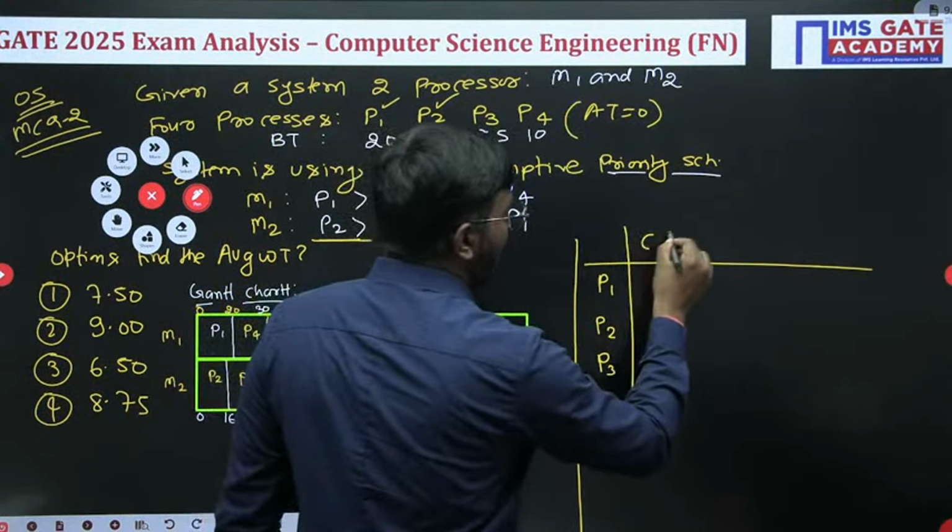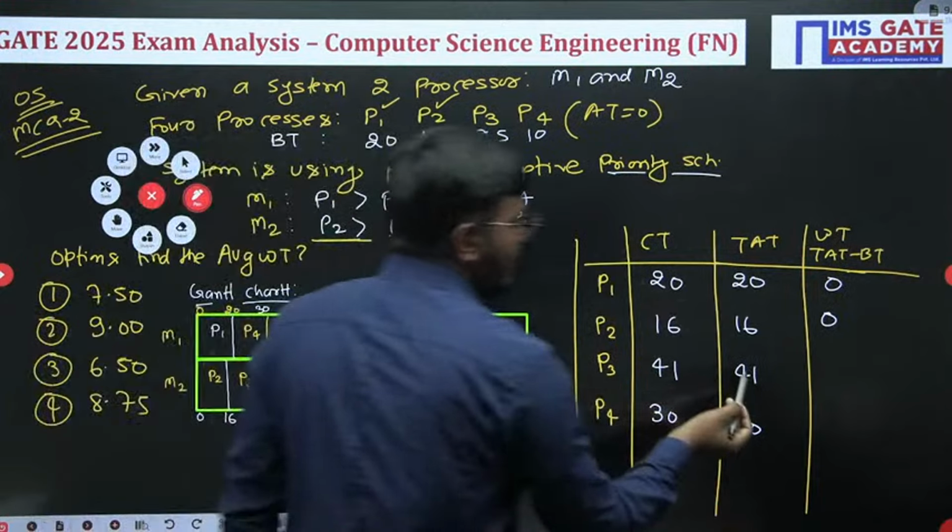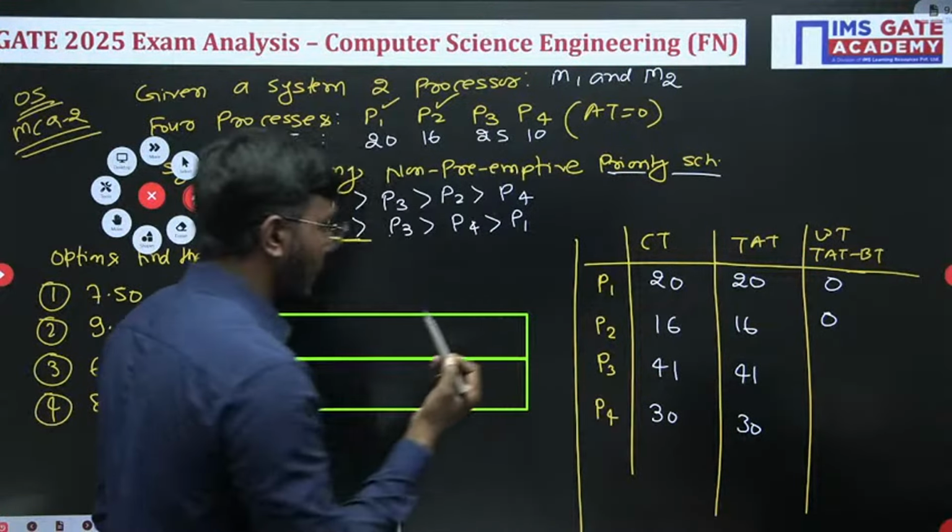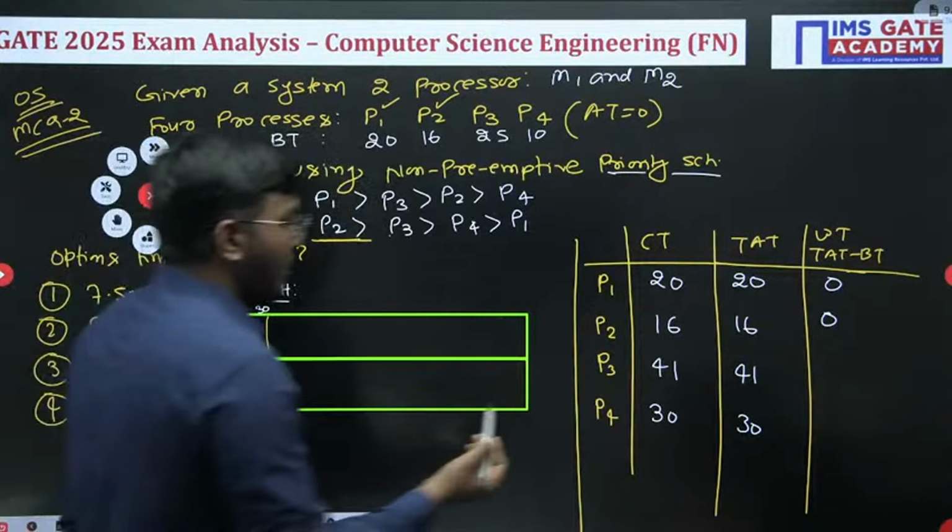And lastly, just find the waiting time. Here waiting time will be TAT minus the burst time. Now see, the P1 TAT is 20 and P1 burst time is 20, so 20 minus 20 will be 0. The waiting time of P1 is 0. Similarly, P2 TAT is 16 and P2 burst time is 16, so 16 minus 16 is 0 only. Similarly, P3 TAT is 41 and P3 burst time is 25, so 41 minus 25 is 16. The waiting time of P3 will be 16.